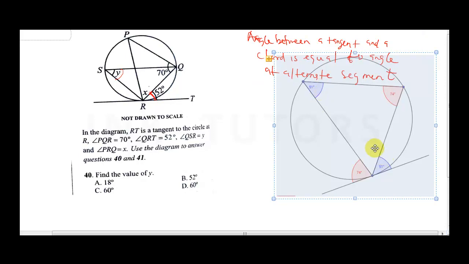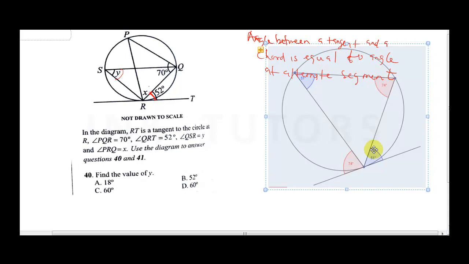So that means this 51 here is equal to this 51. It's equal to the angle here. So that also means the angle here is also equal to the angle here because they are alternate segments. Now, let me take out this diagram so I can explain it better.